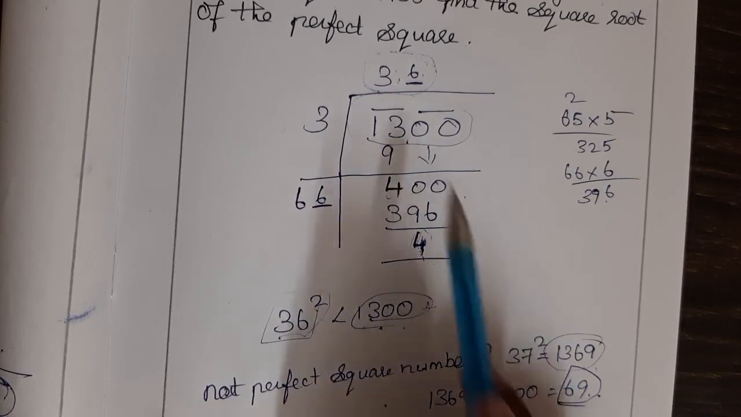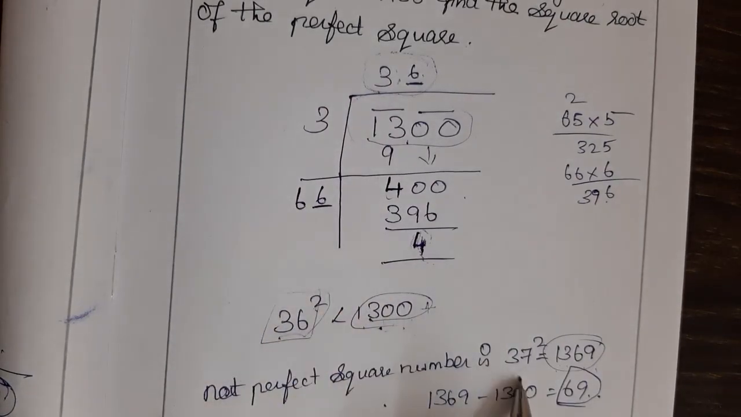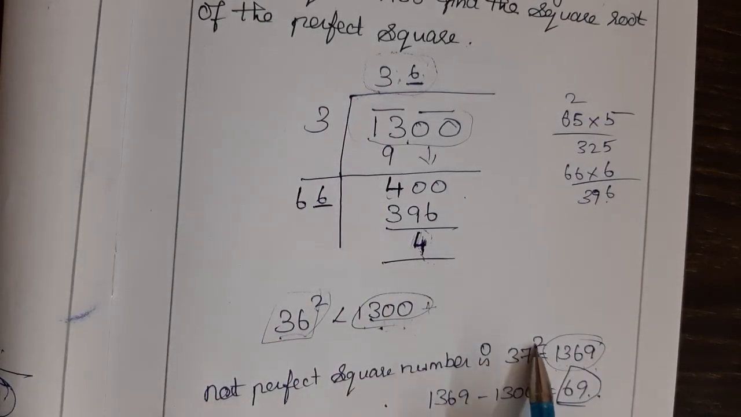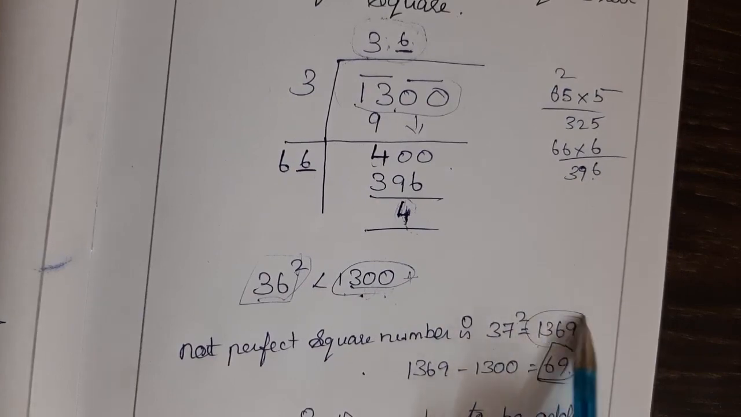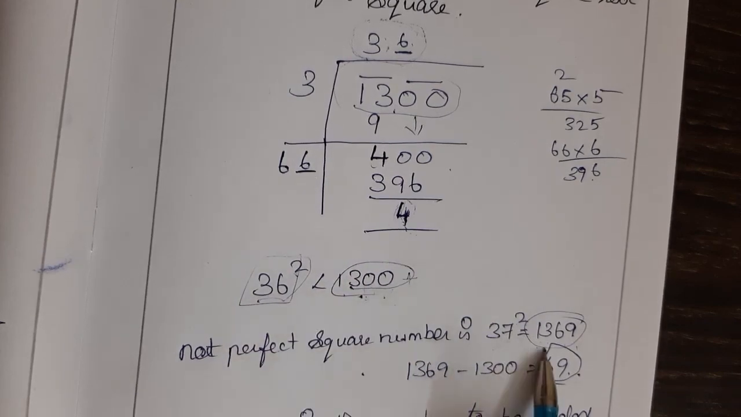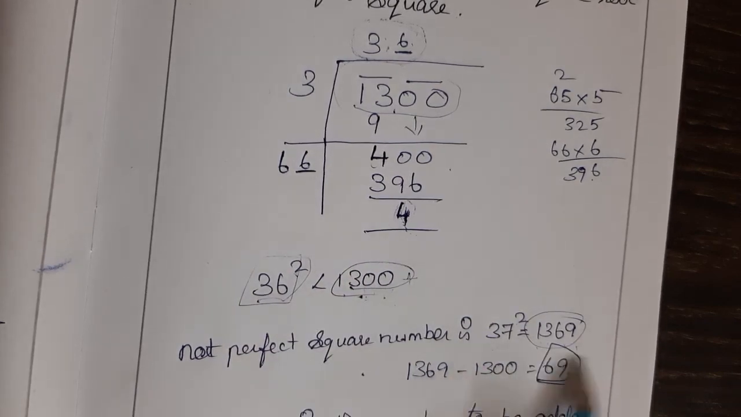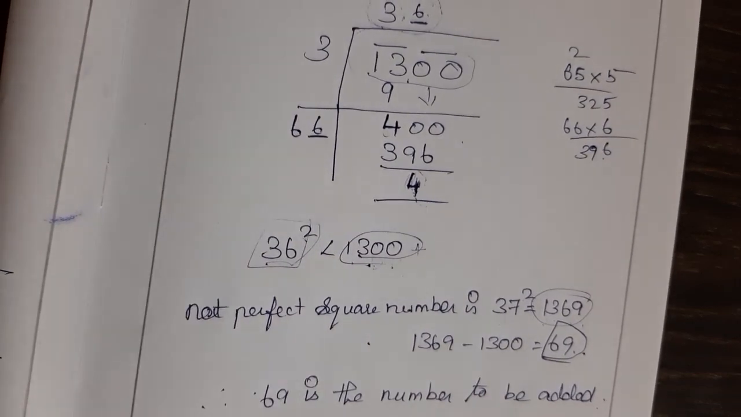Clear? So 36 square is less than 1300. So we are finding the next square number, which is 37. So we are finding the value of 37 square, and with that we are finding what number we have to add with the 1300. So 69 we have to add. By subtracting we get 69. So 69 is the number to be added to get a perfect square.